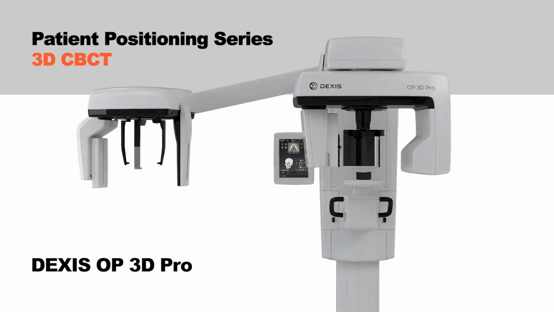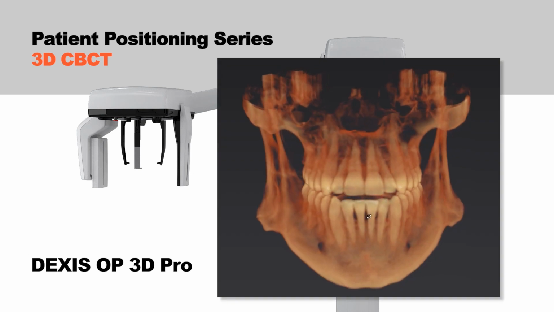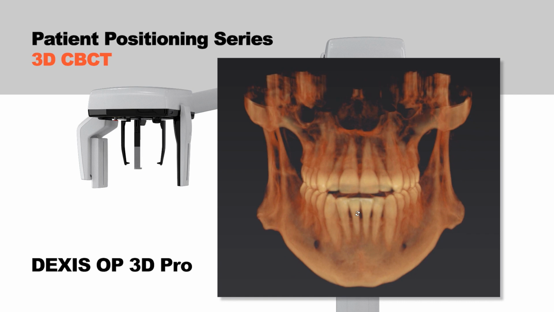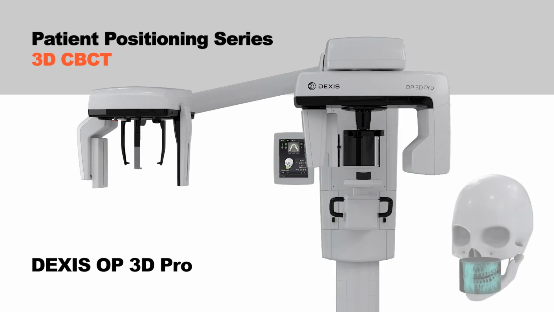Hello and welcome to a DEXIS OP3D Pro clinical training video for acquiring 3D CBCT radiographic images. This video covers proper patient positioning, scan size selections, and image acquisition. To select a specific topic, use the seek bar on this video. For an overview of the DEXIS OP3D Pro, click the thumbnail at the top right corner of this video.